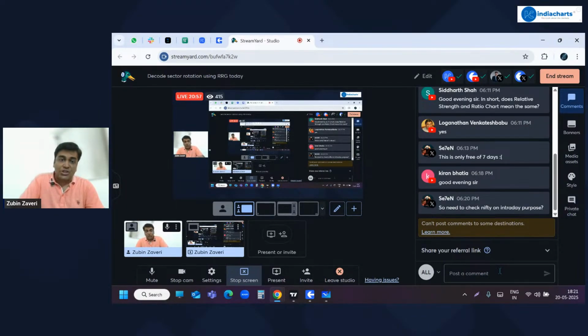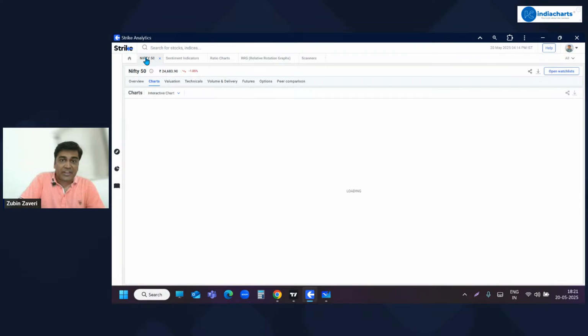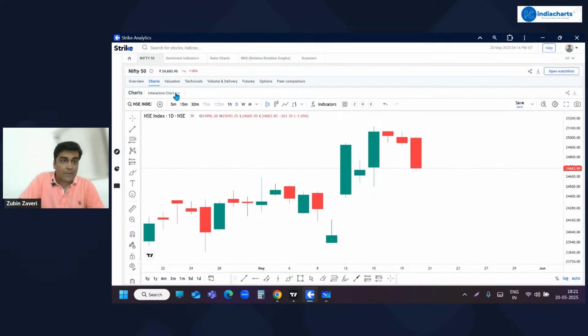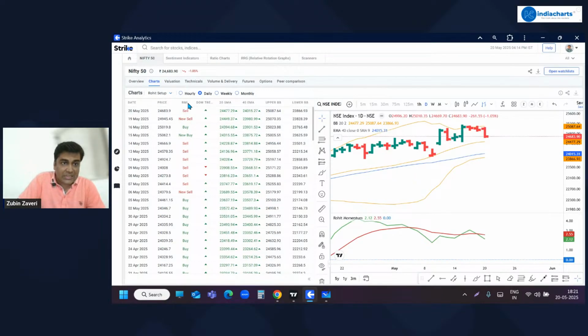Yes, first you need to check the Nifty trend. So what is the trend of the Nifty? Where will you check it? You can go over here to the Nifty 50 chart, in the Rohit setup itself. We have two things: RMI, a momentum indicator, and a Dow trend. The Dow trend is green in color, meaning currently the trend is bullish. But the momentum has slightly slowed down, giving a new sell yesterday on 19th. But the overall trend is still bullish.